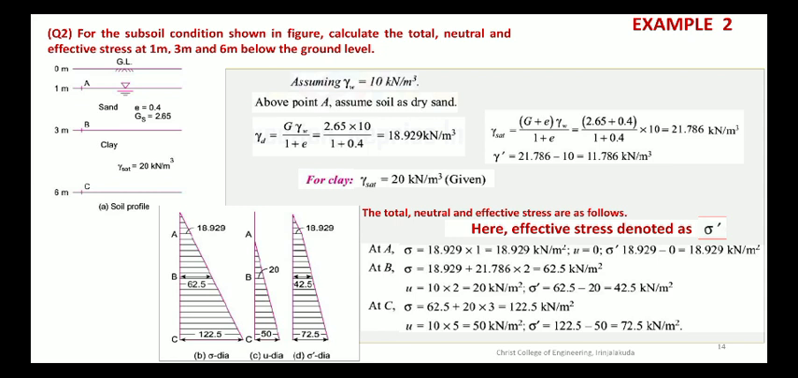Now what is pore water pressure? Pore water pressure means you have to check how much is the height of water above that layer that we are considering, that is above the layer C. How much is the height of water? Water table is at a height of 1 meter below the ground level, GL, and we are considering a layer 6 meter below that. So the height difference is total 5 meters. So 5 into gamma of water is 10 into 5, 50 kilonewton per meter square. So you have to find sigma dash, effective stress, is equal to, take the difference, sigma minus u. You will get it as 72.5 kilonewton per meter square.